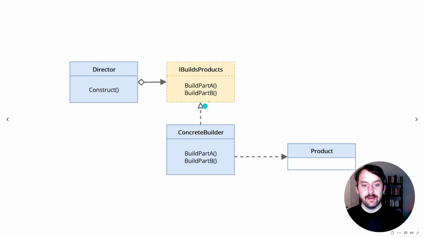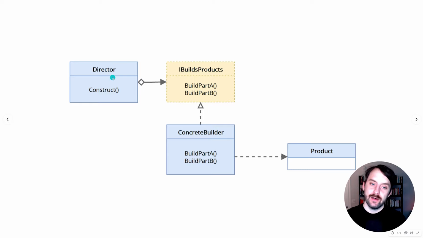And so different implementations of IBuildsProducts will produce different configurations of a particular product. The director can call construct to invoke the concrete builder in different ways to actually make that happen. The concrete builder is going to say, step-by-step, build part A of product, build part B of product, and then ultimately something like create or make product, and it will materialize that new instance of product for us to use in the director.